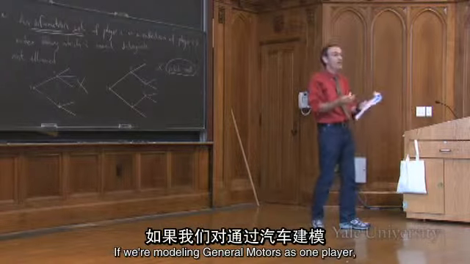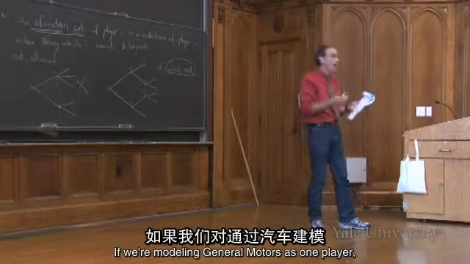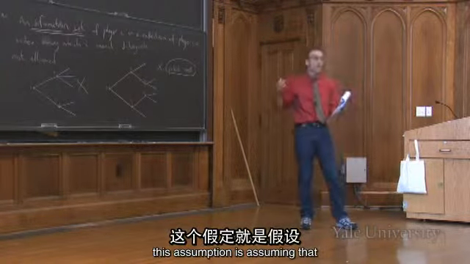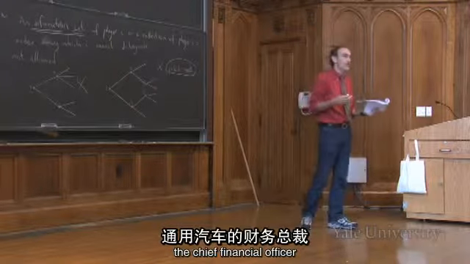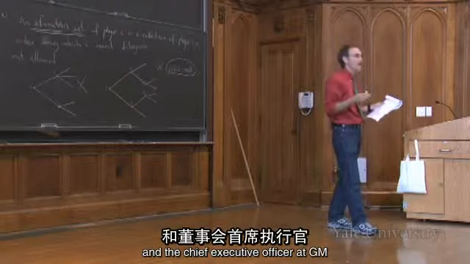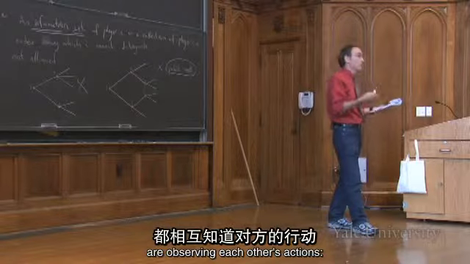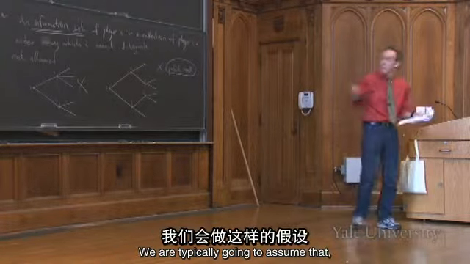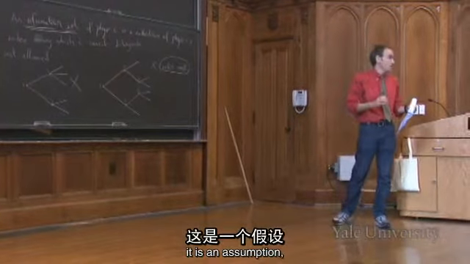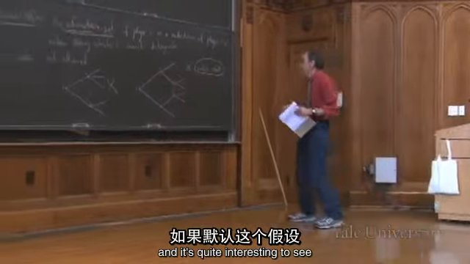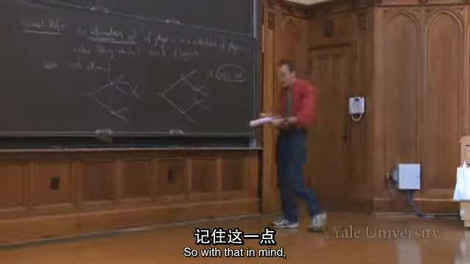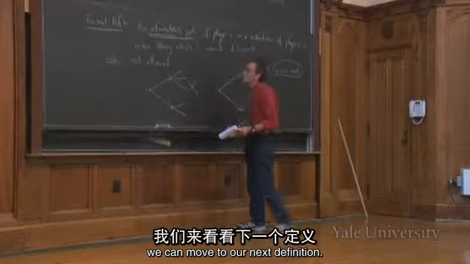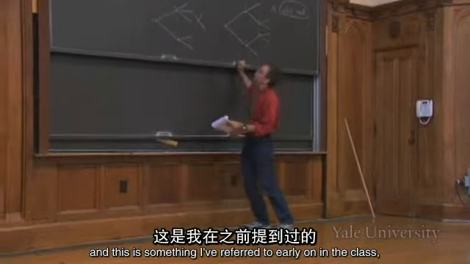So if we're modeling General Motors as one player, this assumption is assuming that the chief financial officer and the chief executive officer of GM are observing each other's actions or on the same page. The left hand knows what the right hand's doing. We are typically going to assume that, but just to make the point, it is an assumption. And it's quite interesting to see what happens if you relax it. So with that in mind, we can move to our next definition.